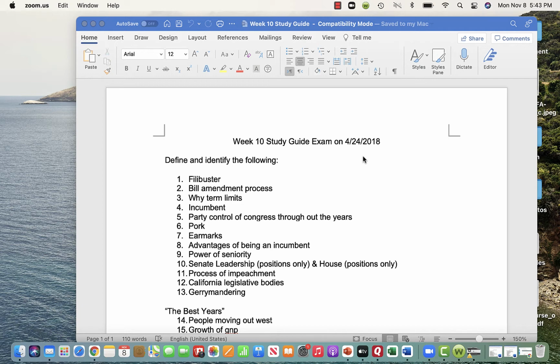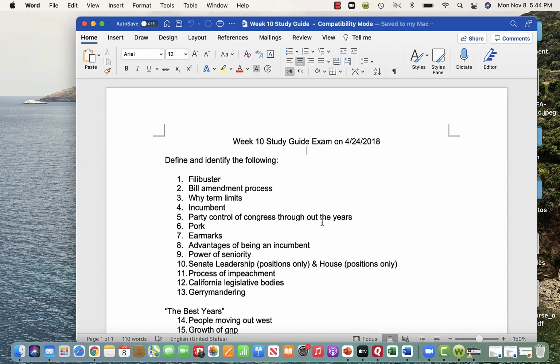Know how the California legislature is made up of the Assembly and the Senate. Know that the president of the Senate is the vice president, and the vice president has a role in breaking the ties in the Senate. Don't worry about gerrymandering right now. Know the processes of impeachment. And like I said, know that filibuster ends by cloture vote.